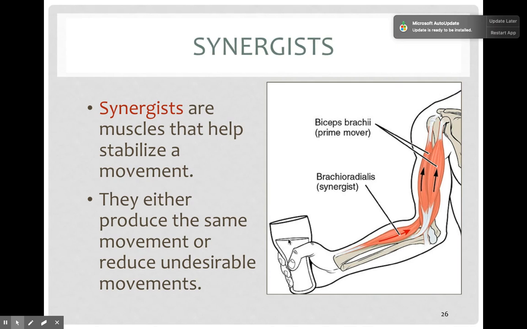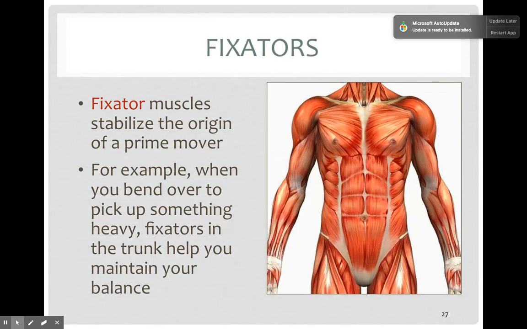Then you have what's called synergists. So synergists are muscles that help stabilize a movement. They either produce the same movement or reduce undesirable movements. So like if you're picking something up, your biceps will produce that movement, and then your brachioradialis, which is the muscle attached to your radius, when you flex your forearm, you can feel it, is one that helps stabilize that glass of water as you lift it up.